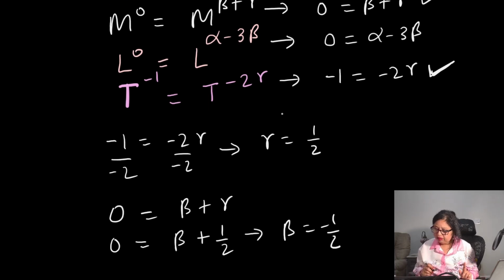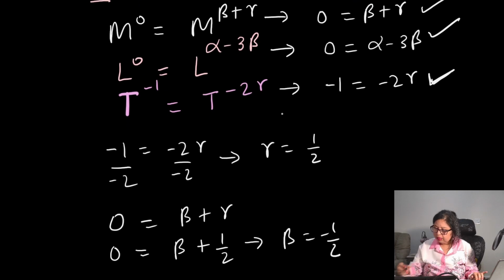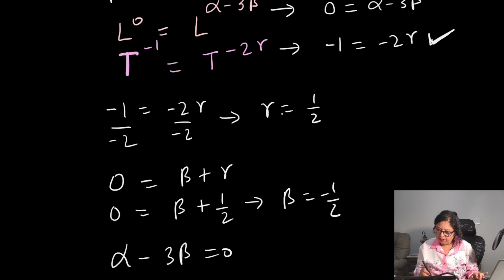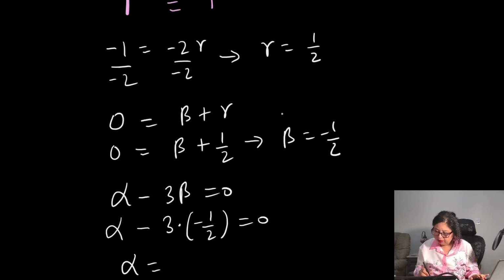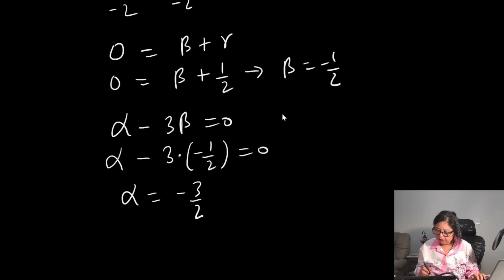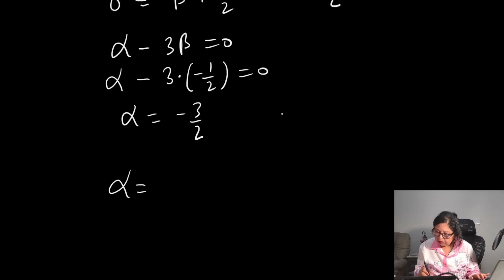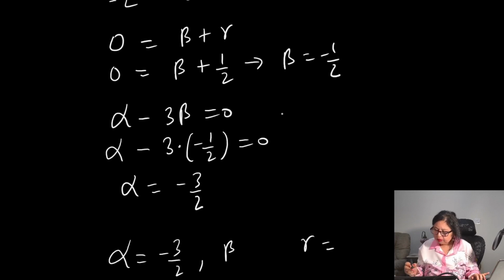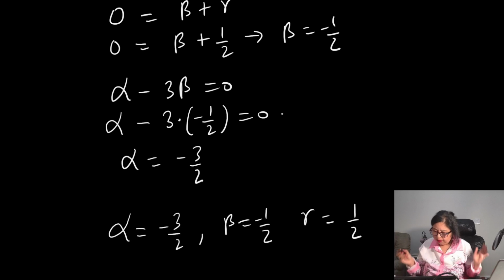Then last I have this equation, alpha minus 3 beta equals 0. Alpha I do not know. Beta is minus 1/2, so the equation equals 0. That gives me alpha equals minus 3/2. So I get alpha equals minus 3/2, beta equals minus 1/2, and gamma is equal to 1/2. So here are my alpha, beta, and gamma.